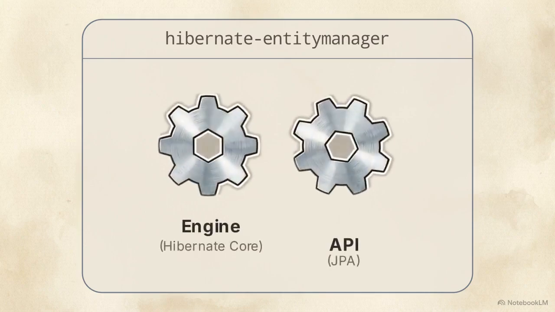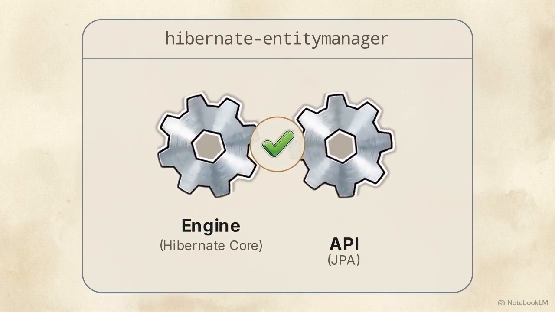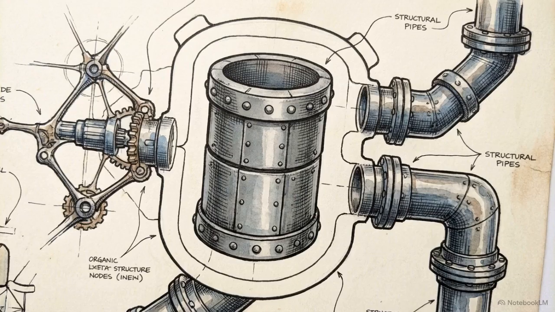Managing dependencies via Maven removes the risk of version mismatches between the engine and the API. By locking in these specific libraries from the start, you ensure the persistence layer remains stable as your project adds more complex features. With the libraries in place, the first logical component we must define is the persistence unit.